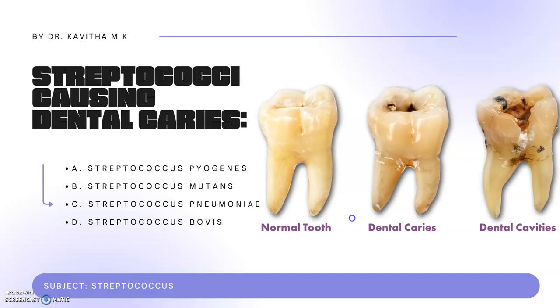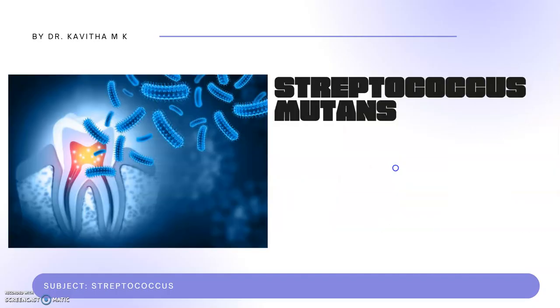Next question is, which Streptococcus causes dental caries? Is it Streptococcus pyogenes, Streptococcus mutans, Streptococcus pneumoniae or Streptococcus bovis? So this is dental caries. So this is caused by which of these Streptococcus species? And the answer is Streptococcus mutans.